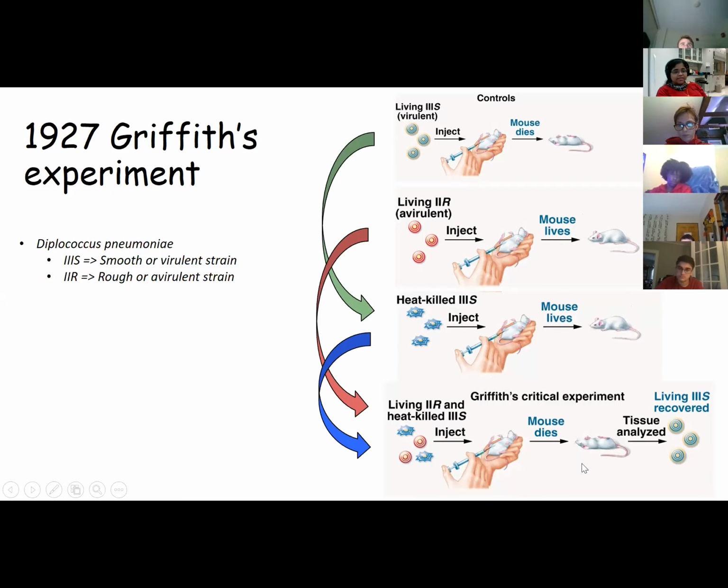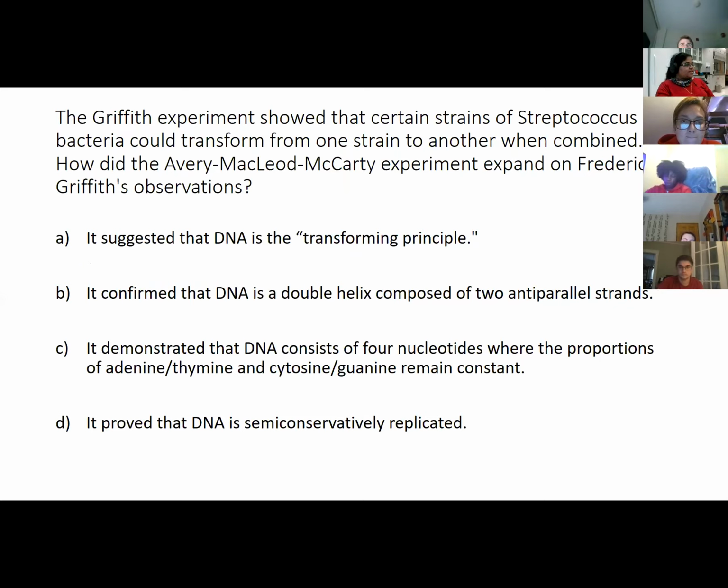They were like, what? And when they looked at the tissue, they had living virulent strains going on. So there is something like transforming, but at that point they didn't know what it was yet. So essentially it was asking whether there was a transforming factor or not, like you guys said. Does that make sense?